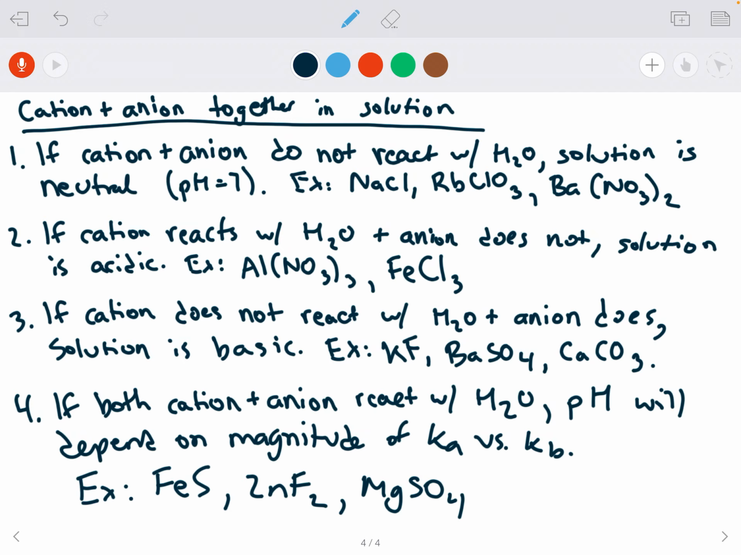Alright, so my last video on acids and bases is going to be on Lewis acids and Lewis bases, which is a different definition of them versus the Bronsted-Lowry.